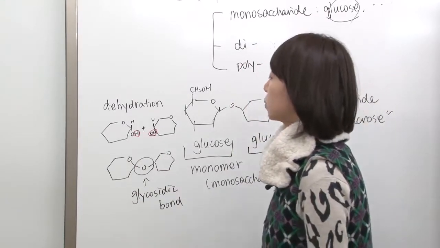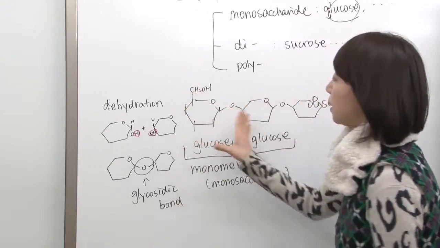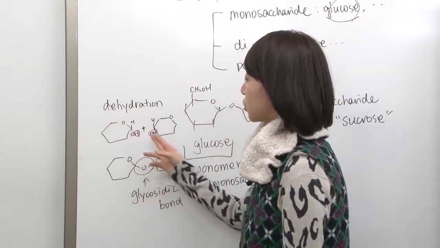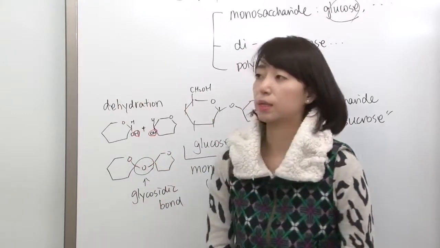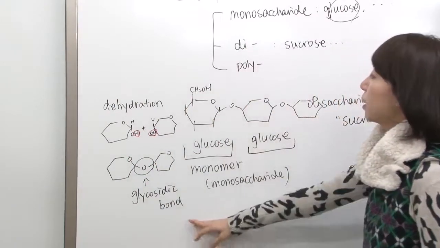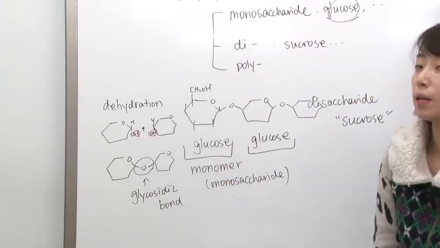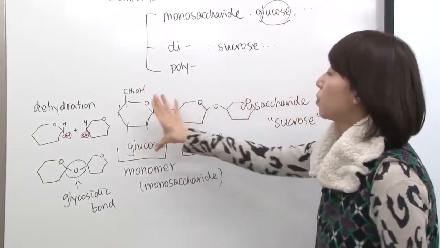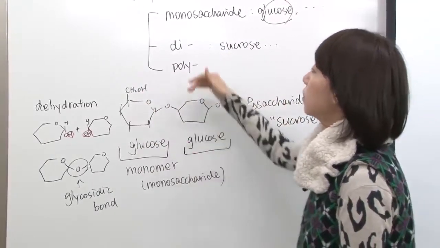In order to form a polymer or dimer, they always go through dehydration, losing water between two OH groups and then forming a linkage like this. When it is connected by a linkage, it's called a disaccharide, and if there are multiple, polymers of monosaccharide, then it's called a polysaccharide.